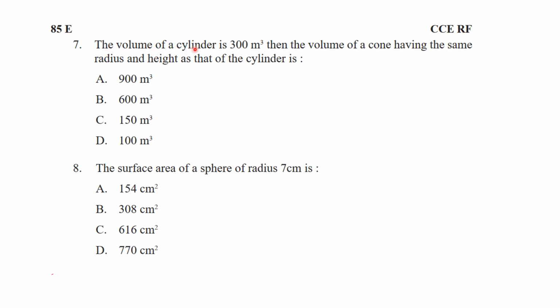The volume of a cylinder is 300 meter cube. The volume of a cone having the same radius and height as that of the cylinder. Okay, what they have given, volume of cylinder is 300 meter cube. What is the formula? So volume of cylinder is equal to pi r square h. Substitute 300 is equal to pi r square h. Make it as equation number 1 because radius and height they have not given, but they have given a clue that radius and height for both cylinder and cone are same.